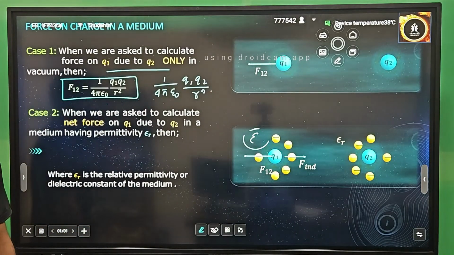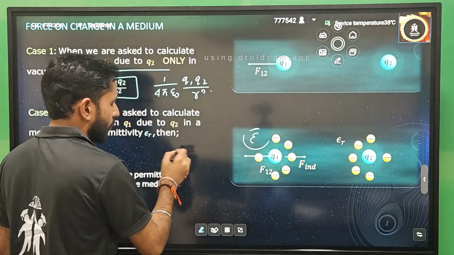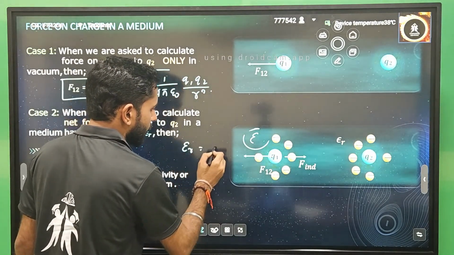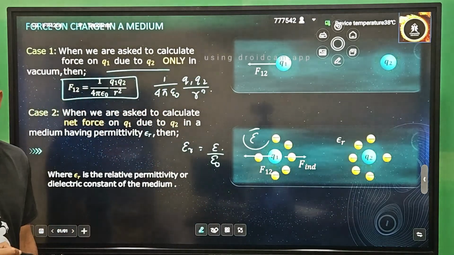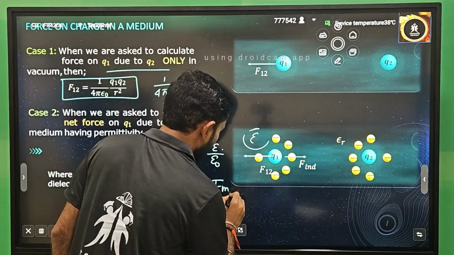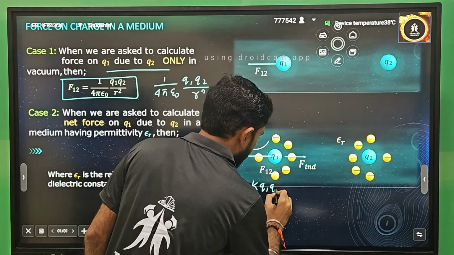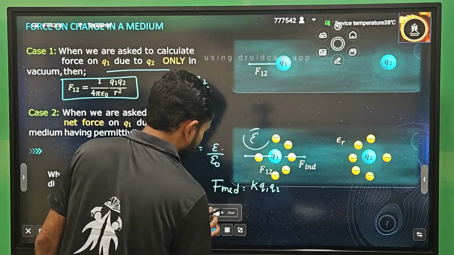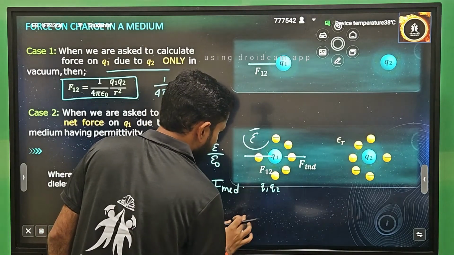So what is the change? There are not a lot of changes. Simply, as I told you there, if you remember, relative permittivity is defined as the permittivity of the medium divided by epsilon naught, the permittivity in vacuum. This is the basic definition. So if I have to write force in a medium, how will I write? I will write K Q1 Q2. Actually, in place of K I should write 1 by 4 pi epsilon because we are going to use that.